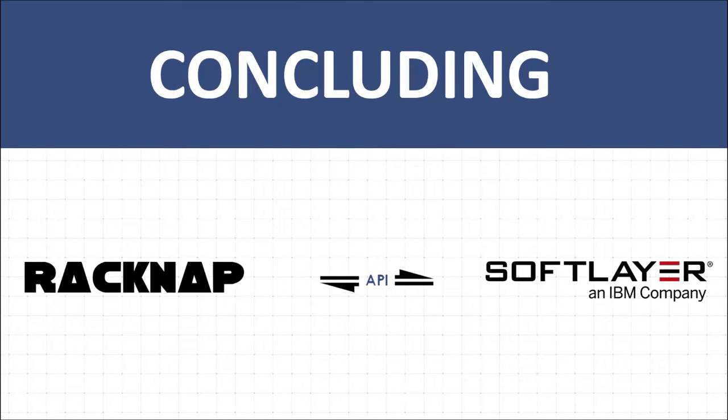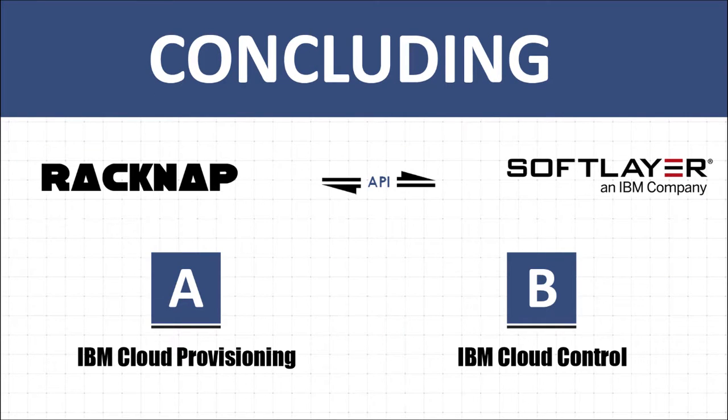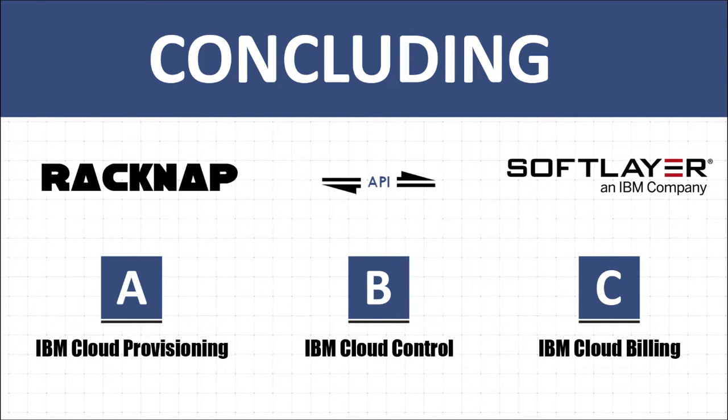Thus, finally concluding this entire demonstration, we can summarize that RackNap integrated with IBM API helps cloud service providers in A. IBM Cloud Provisioning, B. IBM Cloud Control, C. IBM Cloud Billing.